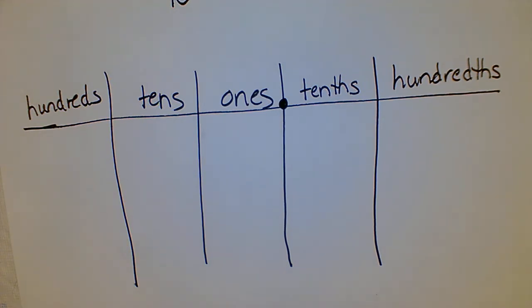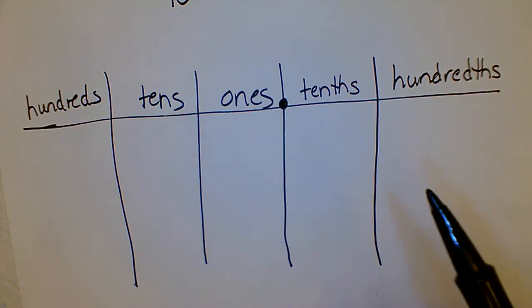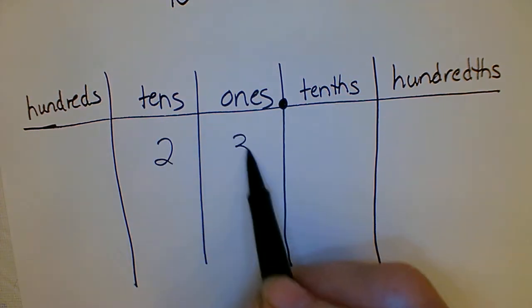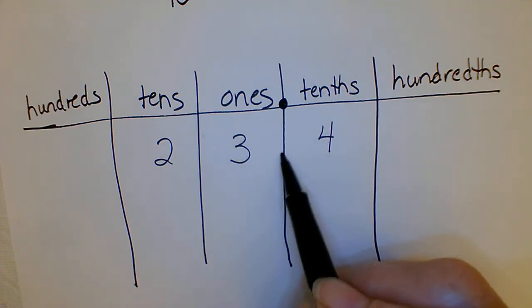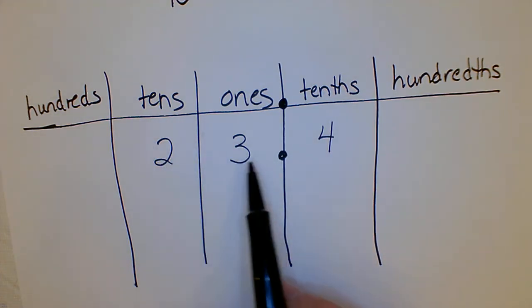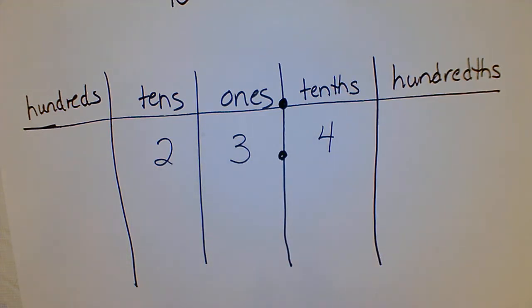So now what you can see is that if I were writing numbers in here, let's do 23 and 4/10. So this would be 23, so you'd have 2 tens, 3 ones, and then we'd have 4/10.